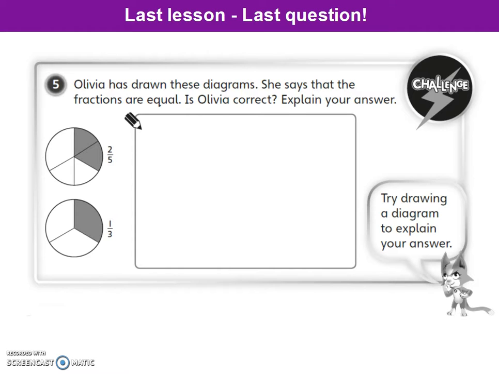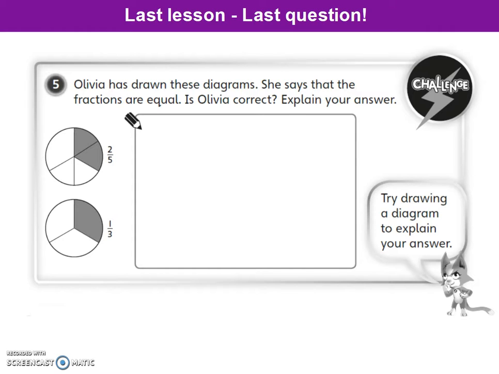So let's have a look at how we can solve this. So our question is saying that Olivia has drawn these diagrams. So let's have a look at these diagrams first. We've got the first circle, which is 2/5, which means that we're working with fifths, which means as a fraction, that circle should be chopped into 5 equal parts. And the bottom circle, we're being told she's working with thirds, so that circle should be 3 equal parts.